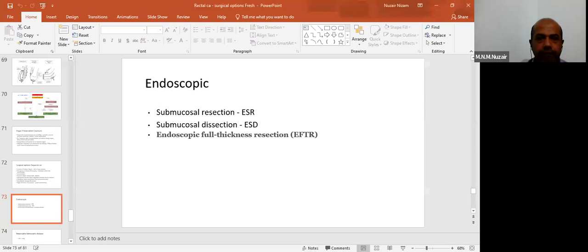And resectable metastasis, we all know that the metastasis in liver and lung can be resected. And there is one more.